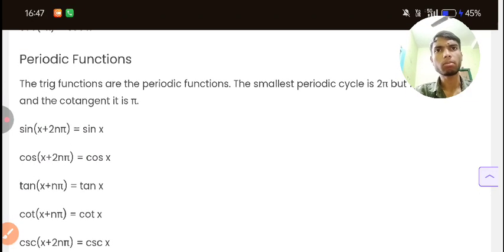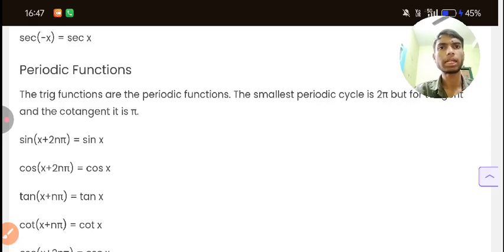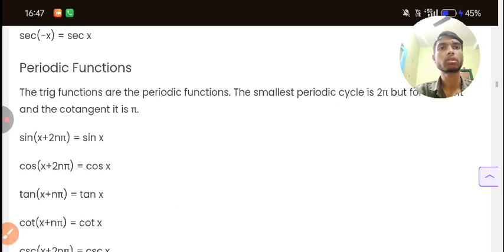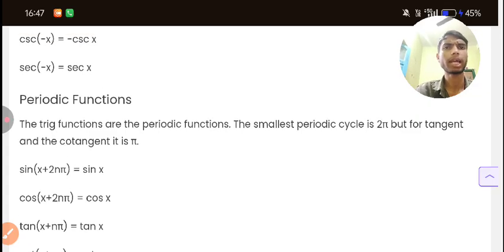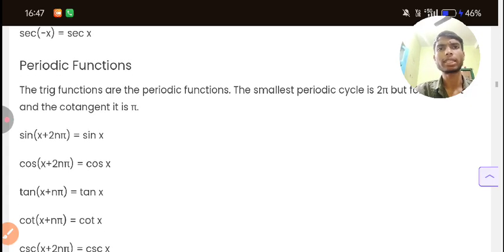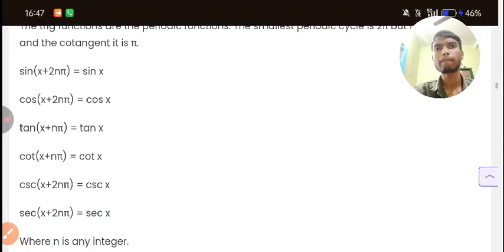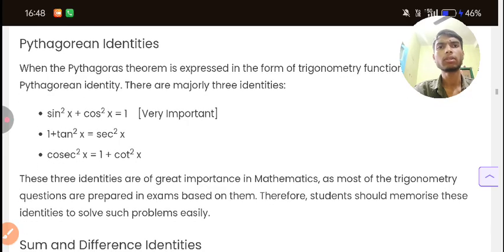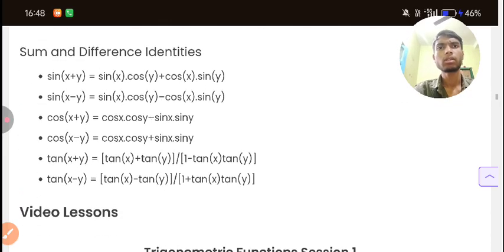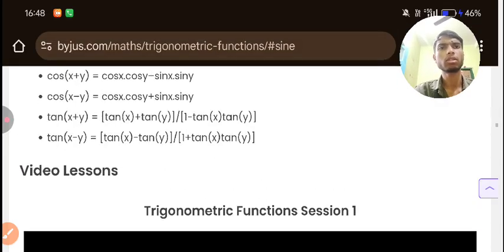Periodic functions: the trig functions are periodic functions. The smallest periodic cycle is 2 pi, but for tangent and cotangent it is pi. Here n is any integer. These are the formulas.